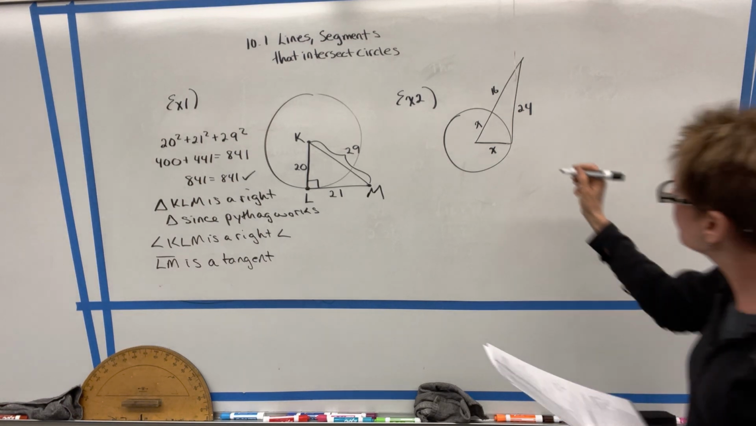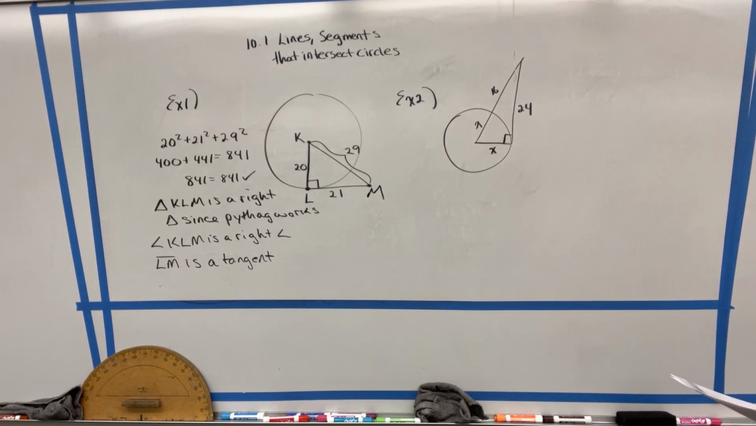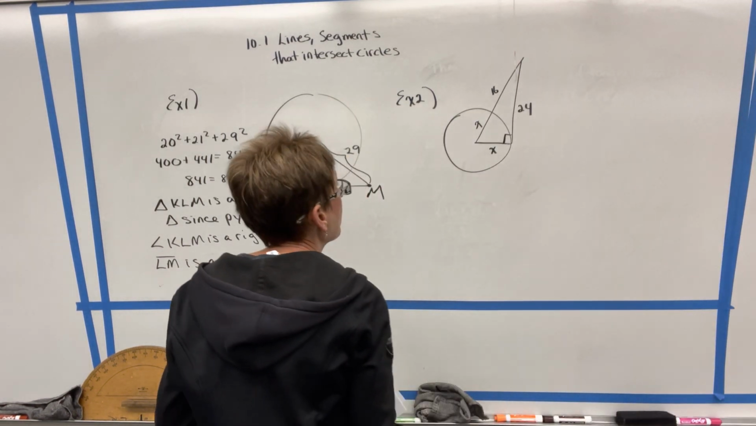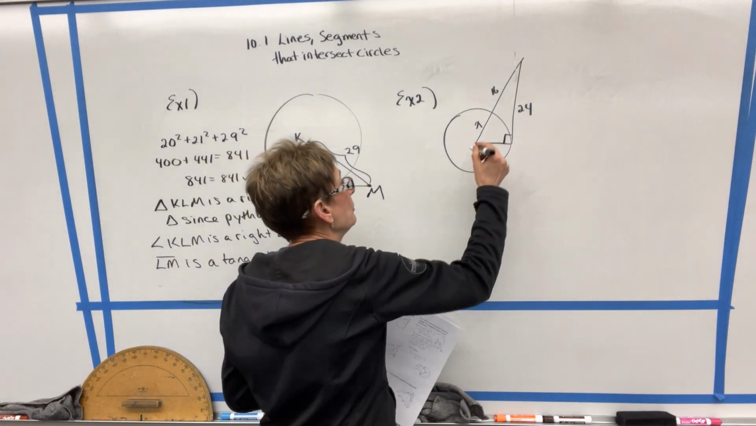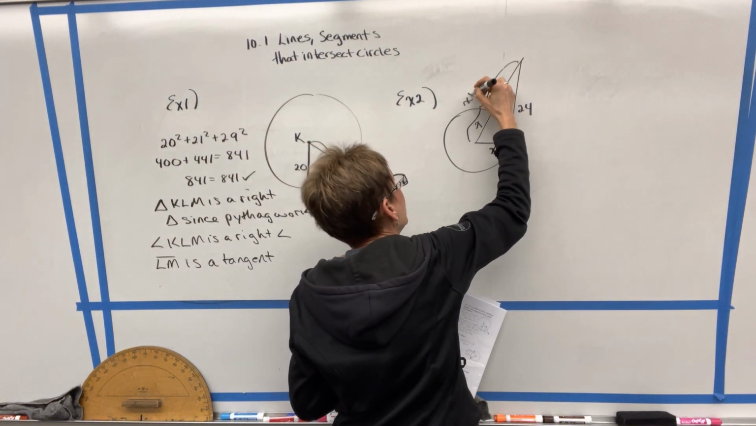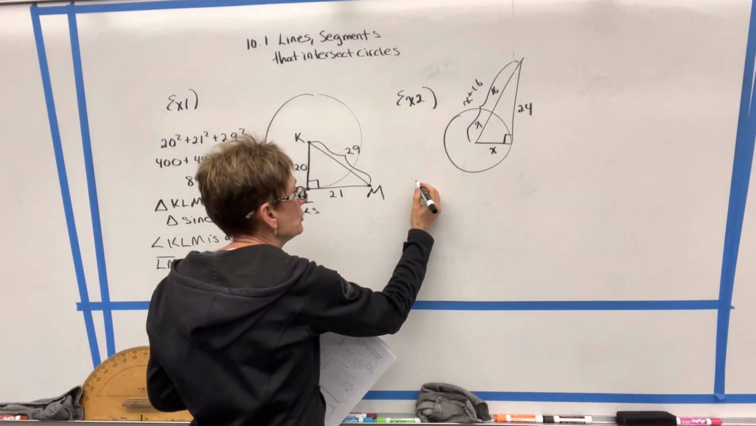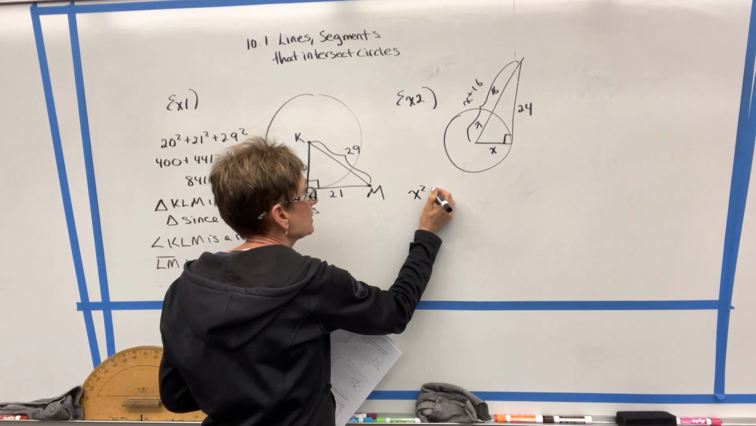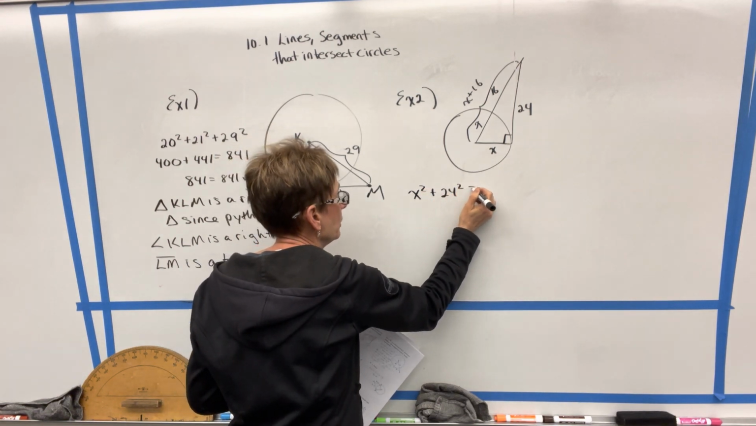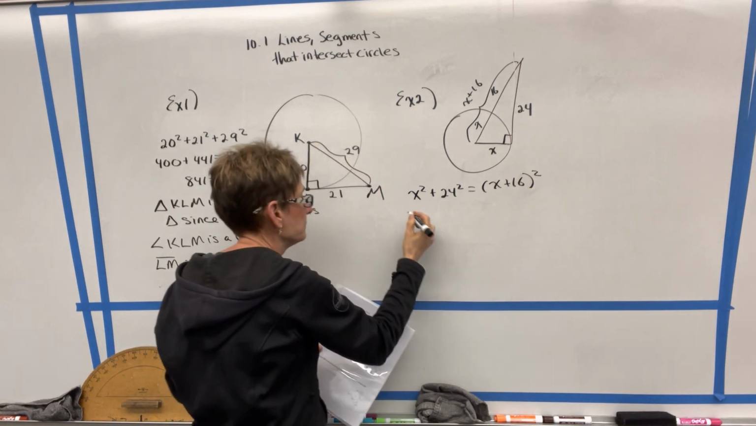Now, in the figure, we also need to see that there is a right angle there. So this is basically a Pythagorean theorem problem. Now, the thing that makes this a little bit tricky is we need to notice that the hypotenuse here is going to be X plus 16. So to do Pythag, we would say X squared plus 24 squared equals X plus 16 squared.